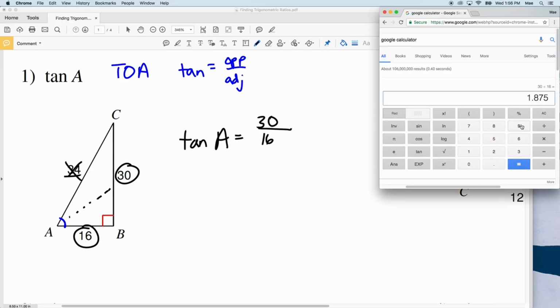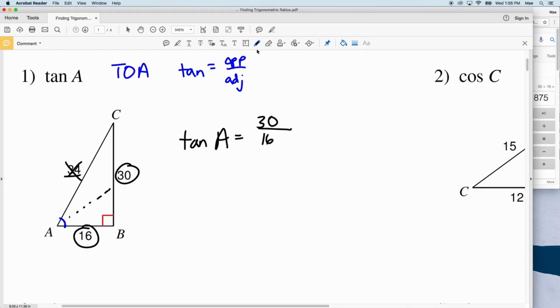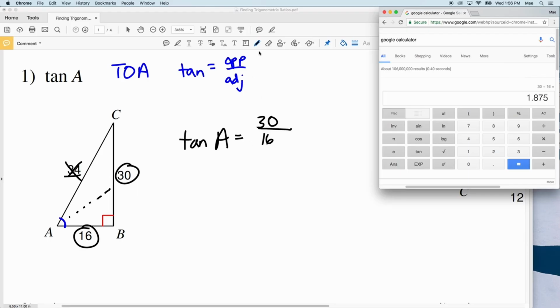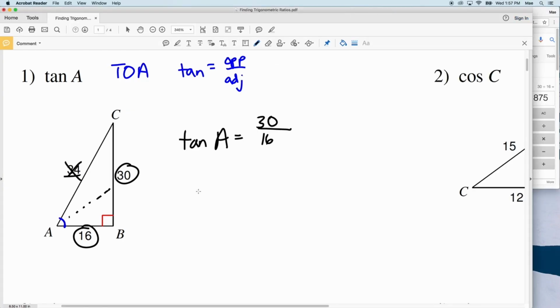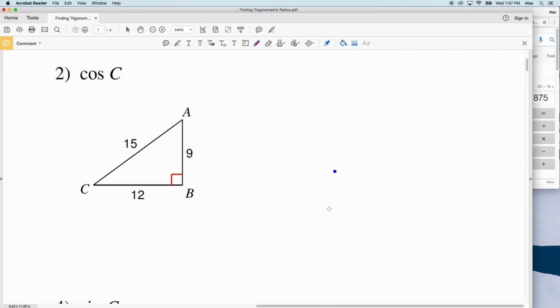And remember, we have to round to the nearest 10,000th. So when we write this, we'll write 1.8750. Tenths, hundredths, thousandths, 10,000ths. So we'll have to put a placeholder 0. So 1.8750 is the answer to this problem. Let's go on to number 2.